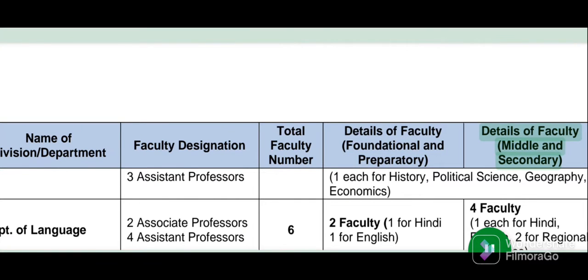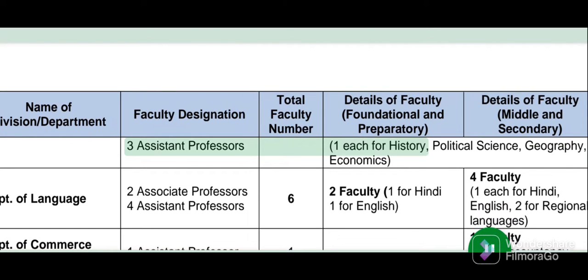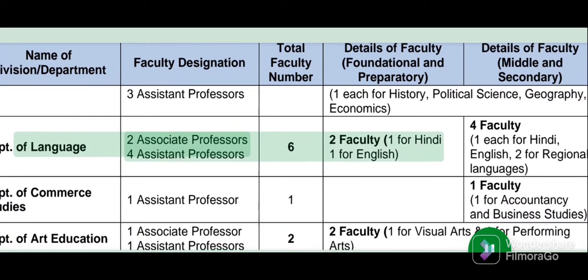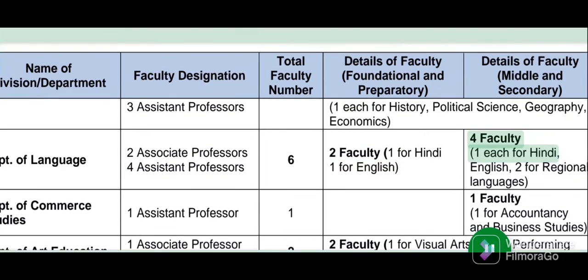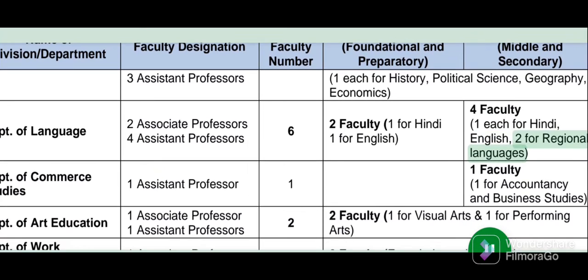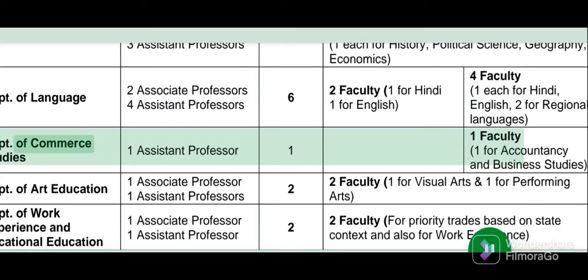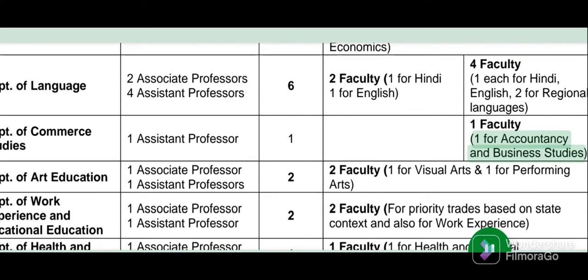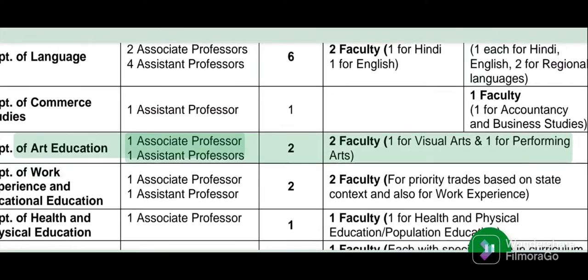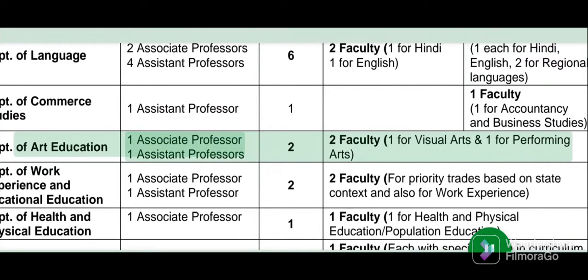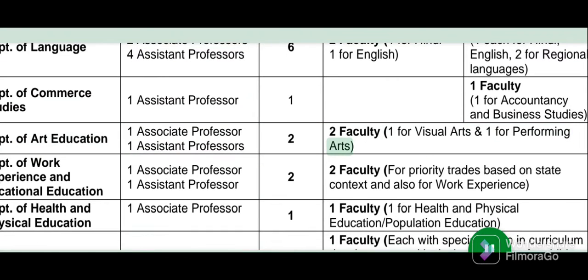Middle and Secondary: 3 Assistant Professors, 1 each for History, Political Science, Geography and Economics. Department of Language: 2 Associate Professors, 4 Assistant Professors, 6 Faculty: 2 Faculty, 1 for Hindi, 1 for English; 4 Faculty, 1 each for Hindi, English, 2 for Regional Languages. Department of Commerce Studies: 1 Assistant Professor, 1 Faculty for Accountancy and Business Studies. Department of Art Education: 1 Associate Professor, 1 Assistant Professor, 2 Faculty, 1 for Visual Arts and 1 for Performing Arts.